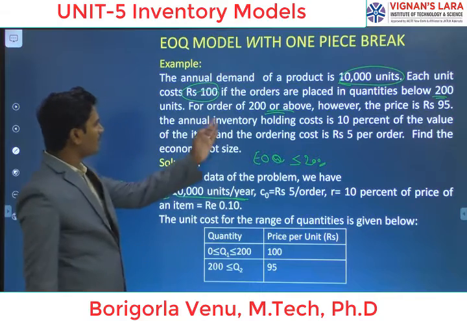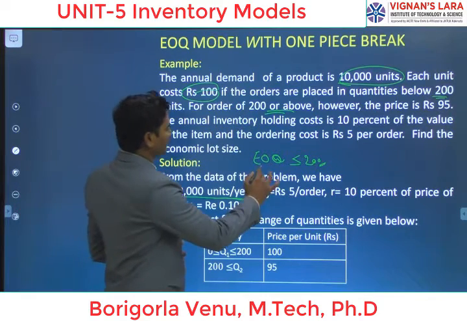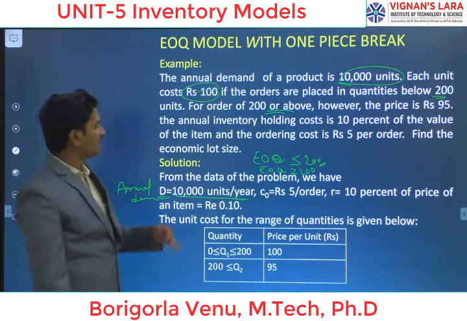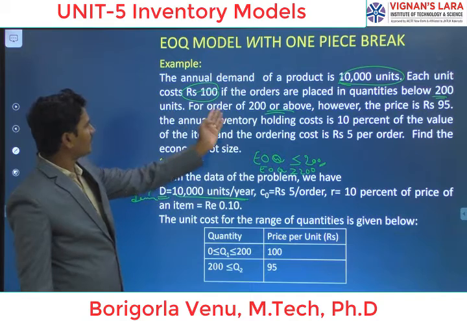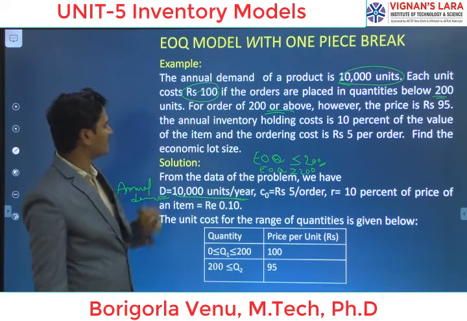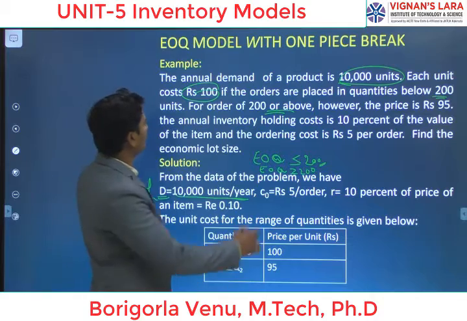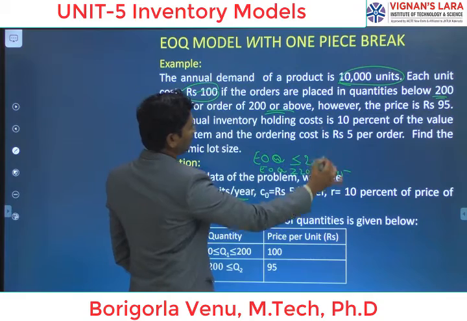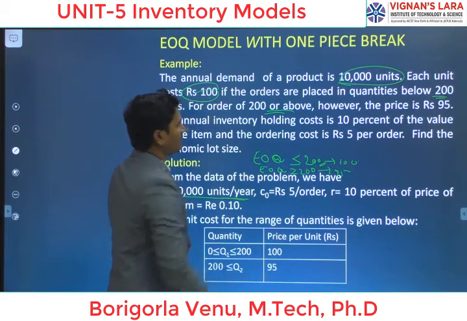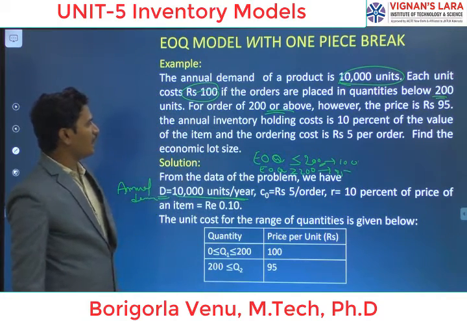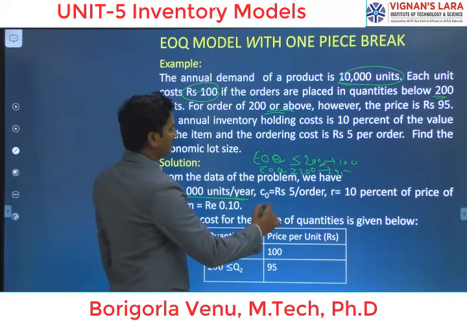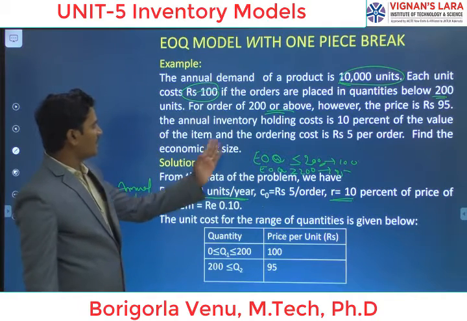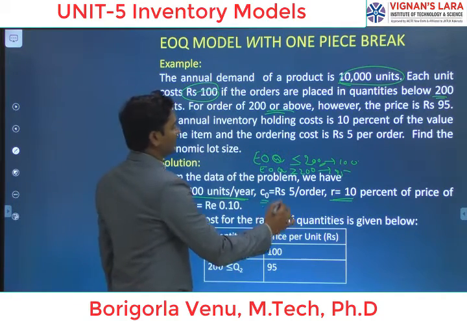Next, for order 200 or above. Here for orders of 200 and above, the price is ₹95. So the unit price is 95 for this case, and for the other case it is 100. Next, the annual inventory holding cost, C naught R: R is equal to the annual holding cost, 10%. And the ordering cost C naught is given as 5.